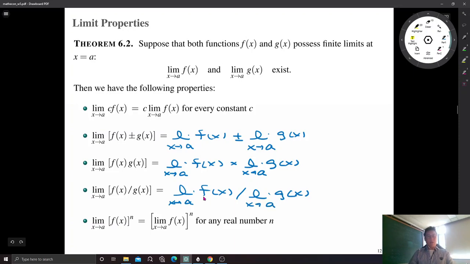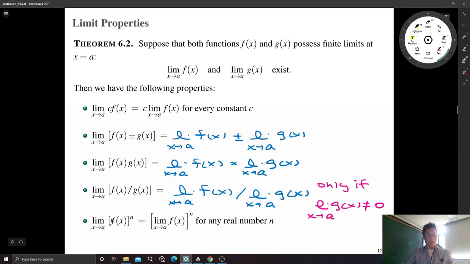But one thing we have to be careful about is whenever we encounter a rational function. We have to make sure the limit of g of x exists and is non-zero, so only if the limit of g of x as x approaches a is a non-zero number. If that is zero, then this law does not hold any longer.